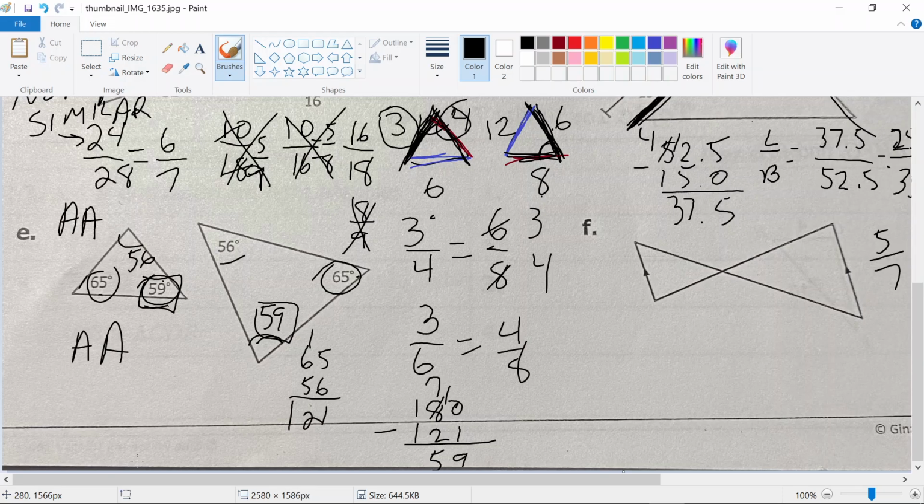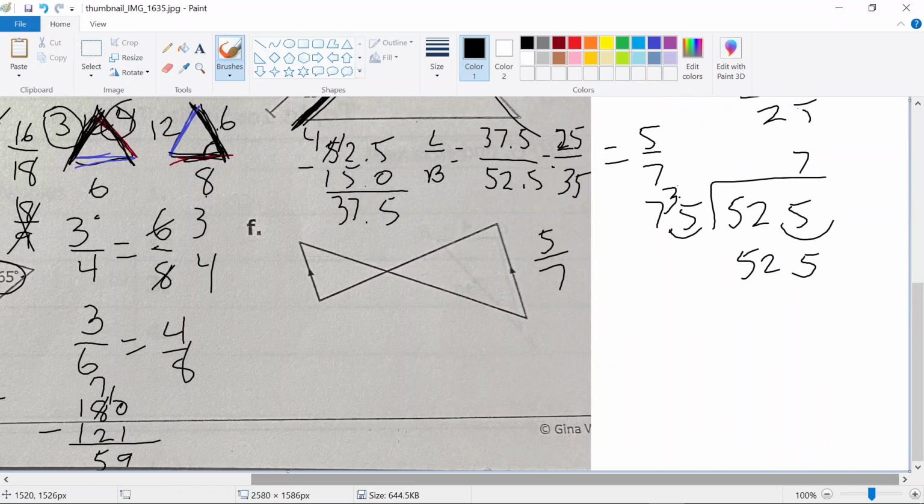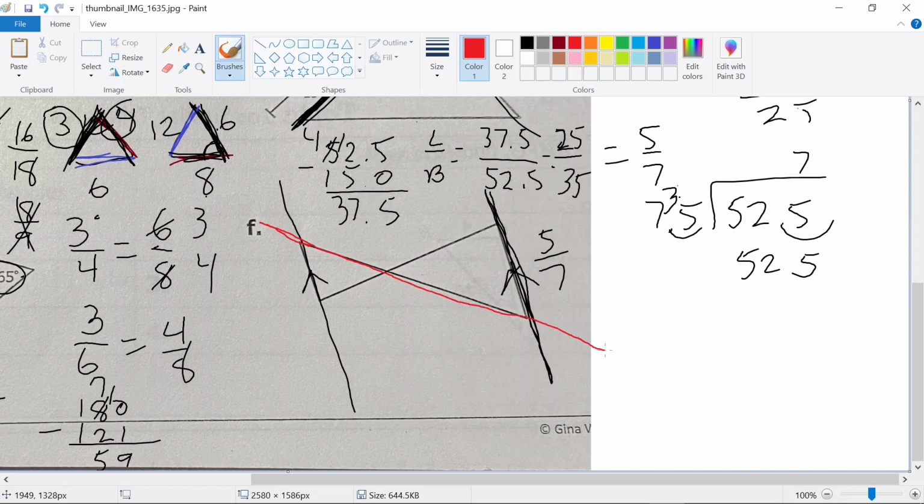The next one, I don't have any side lengths. I see these two lines are parallel. That's what these arrows mean inside the line. It means they're parallel, so I'm going to extend them like that. And then this is just for visual. I'm going to extend this one in red, and I'm going to extend this one in blue, just for visual. So notice the black lines are parallel lines, and the blue line is a transversal that goes between them, and the red line's a transversal that goes between them.